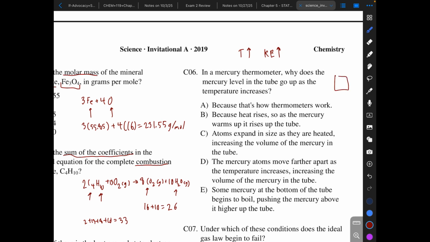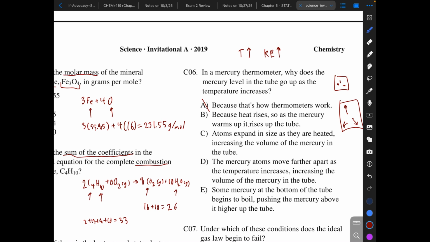Think of all these atoms moving really, really slowly here. They're moving in random directions very slowly. Now think what happens when they start going much, much faster. They're going to naturally start to expand because of that. So let's look at all the option choices. Because that's how thermometers work, I think that's really just one they were trying to throw off, giving you only 4 option choices.